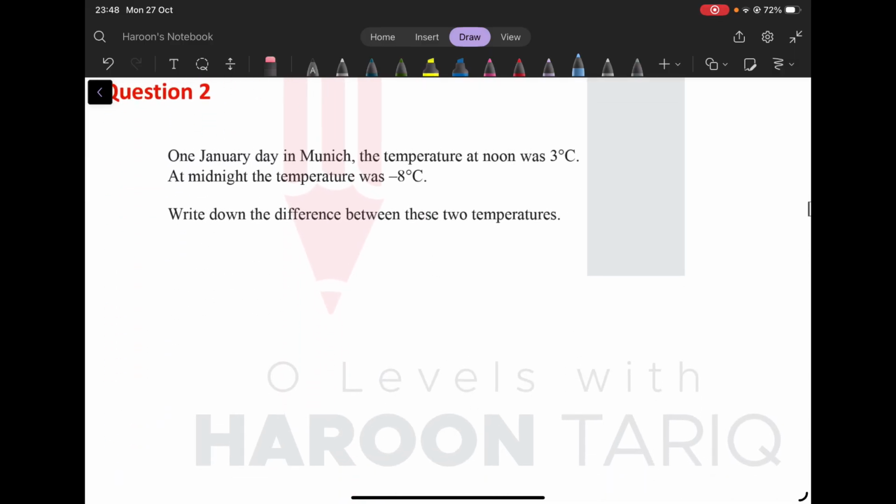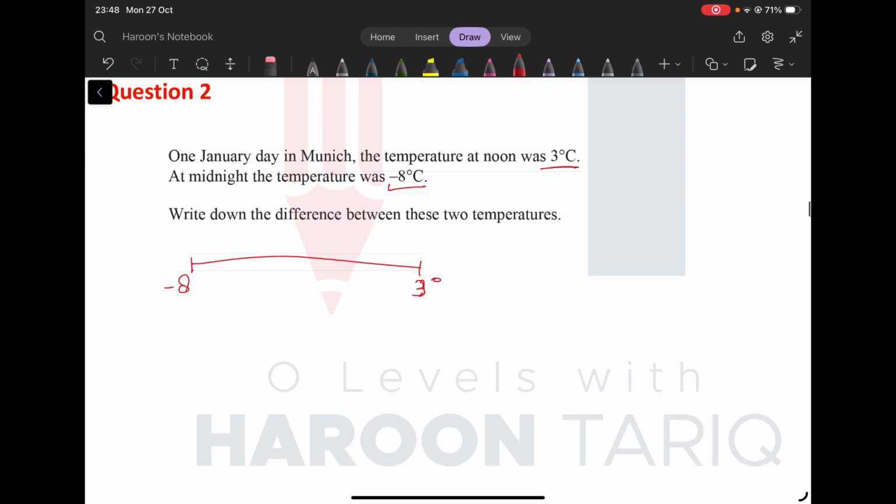Next, on 1 January day in Munich, the temperature at noon was 3 degrees Celsius. At midnight, the temperature was -8. Work out the difference between the two. So -8 over here and 3 degrees Celsius.